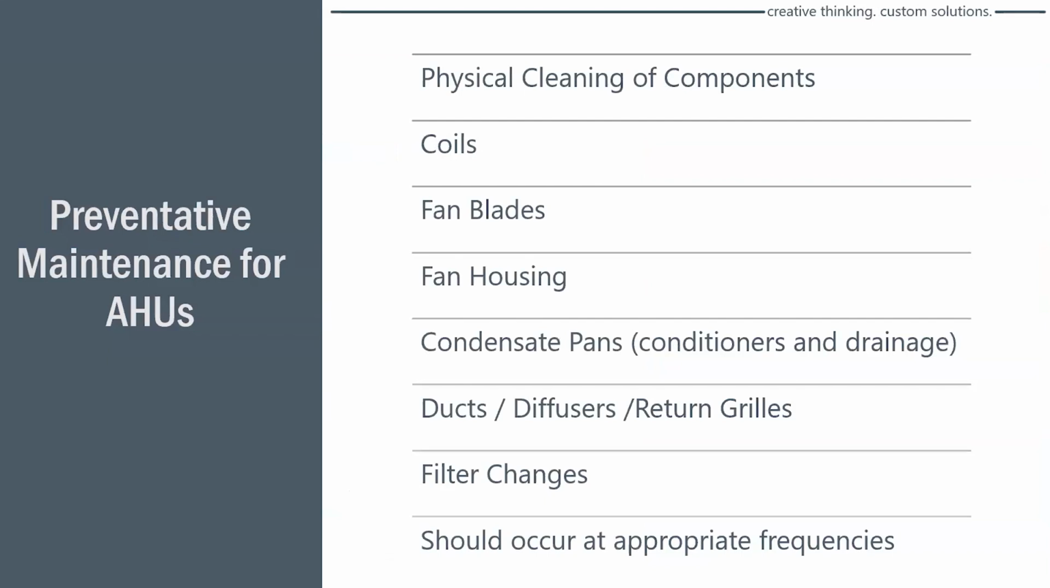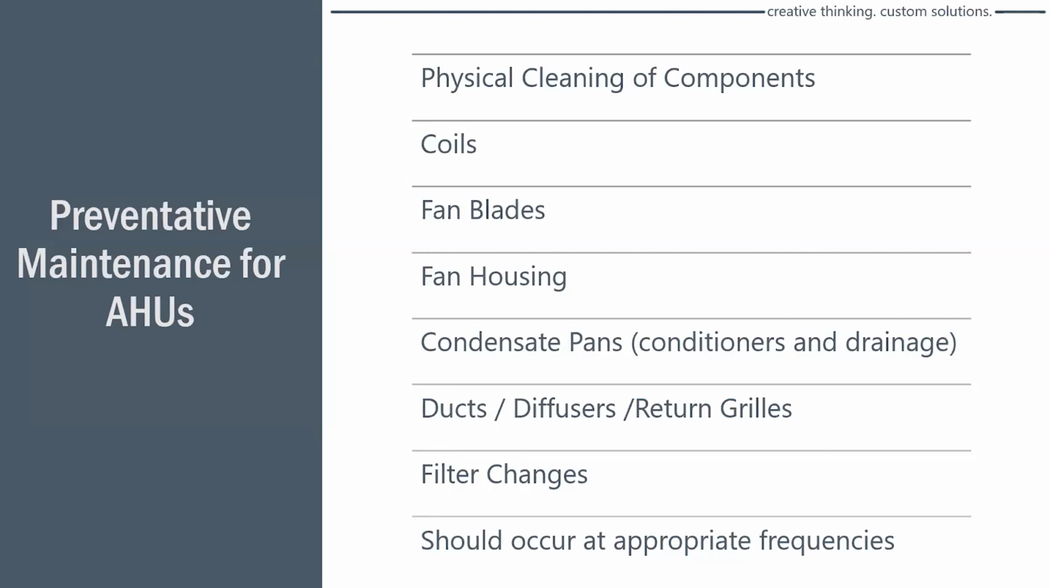Again, here's some preventative maintenance tips for air handling units. Really they need to be physically cleaned on a regular basis. We would recommend that you follow manufacturer's guidelines for that, or as needed. That includes the physical cleaning of things like fan blades, coils, fan housing, condensation pans. Sometimes condensation pans have a conditioning additive that's put in there by maintenance personnel, and basically that conditions the water and helps it drain easier.